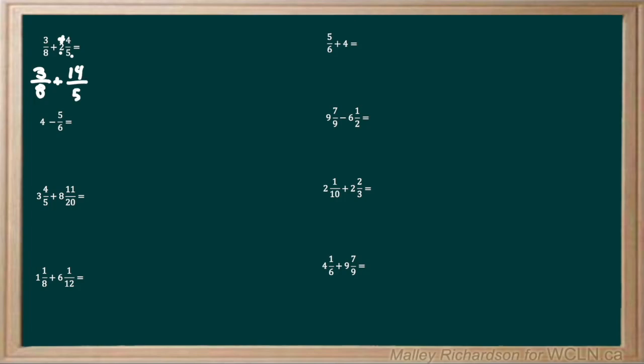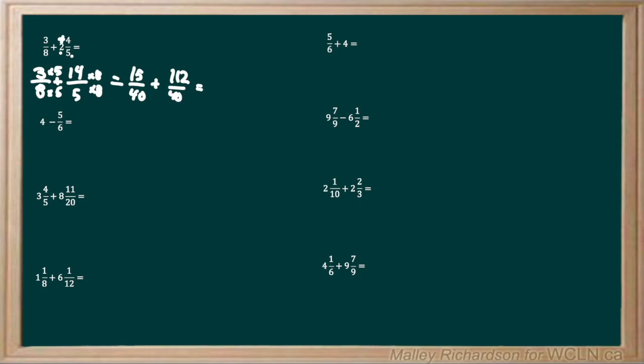So now we need to add these two fractions together, but we can see that they don't have the same denominator. So that means we have to find the lowest common denominator between these two fractions. The lowest common denominator between 8 and 5 is 40. So we multiply 3 over 8 by 5 and 14 over 5 by 8. Now 3 times 5 is 15, and then 8 times 5 is 40. So we have 15 over 40 plus 14 times 8, which is 112, all over 40.